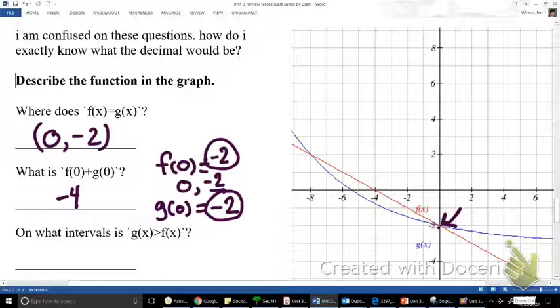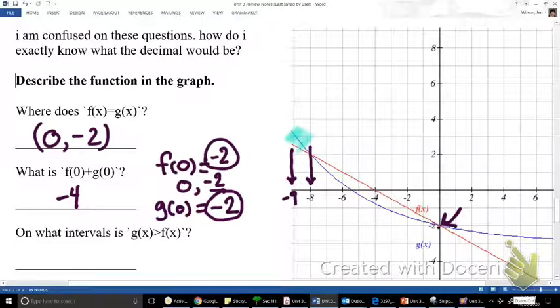The next question says, on what interval is g of x greater than f of x? So I'm going to color here where g of x is greater, and it's not a very big interval. It's just right in through there. So how would we describe that interval? Well, remember, interval is your shadow, your x-coordinates. So my interval here looks like it's -9 to -8.